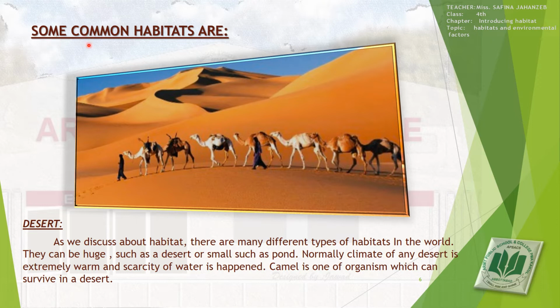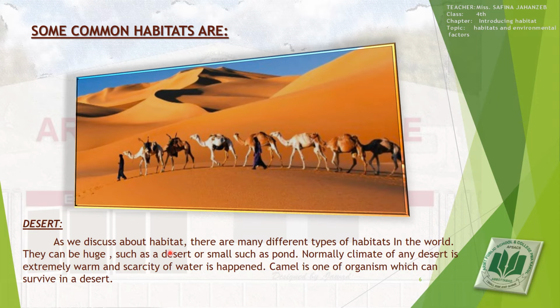Students, now we are going to discuss some common habitats which exist in the world. After defining the terms, now we are discussing major and common habitats which exist all around. In this slide, we can see a picture where a habitat based on warmth, high temperature, and scarcity of water is present, which is called the desert habitat.